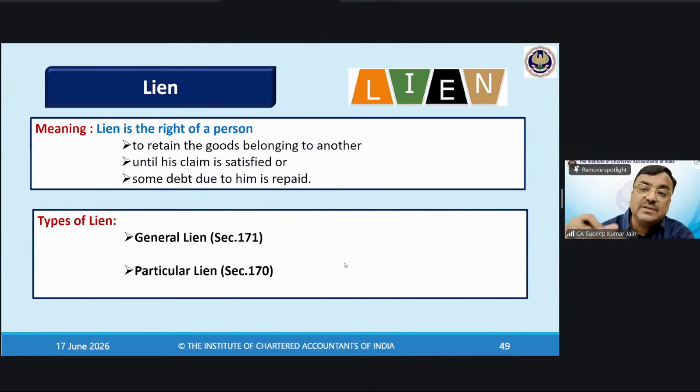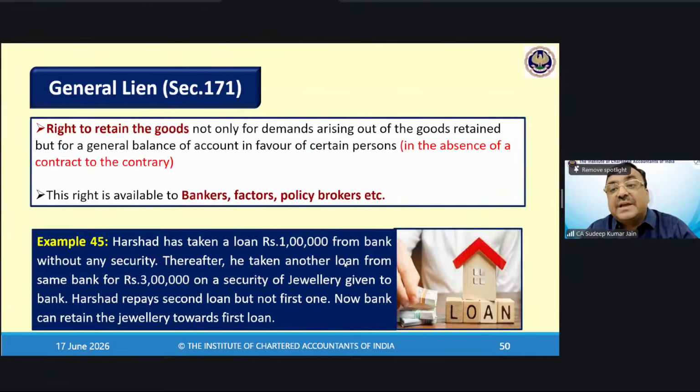For example, you have given cloth to a tailor for stitching. The tailor has the right to retain the cloth until the payment is done. The law says that lien may be a general lien or a particular lien, under Sections 171 and 170. General lien means against any goods. It is the right to retain the goods not only for demands arising out of the goods retained, but for the general balance of account in favor of a certain person. In the absence of a contract to the contrary, this right is available to bankers, factors, and policy brokers.